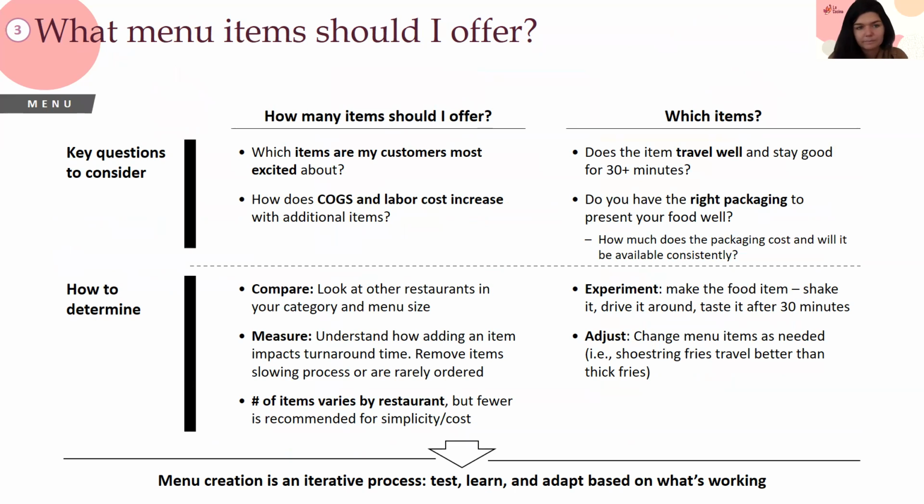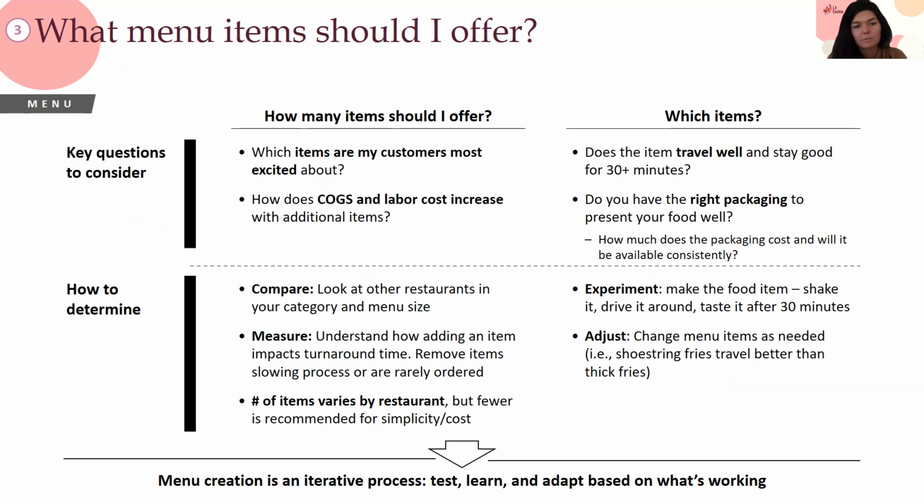On thinking about what menu options you should offer, you should think about how many items you want to offer and which items. You want to think about what my customers are most excited about, but also how does this impact my cost of goods sold and labor? As you have more items, those typically increase. You should figure out the number of items you do by one, comparing to what other restaurants do.